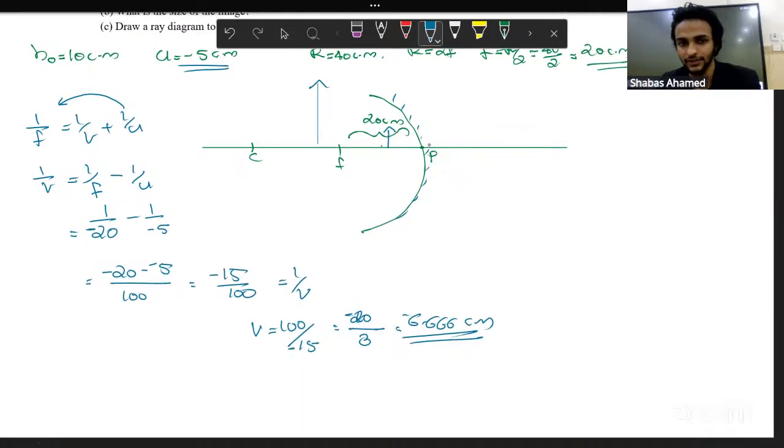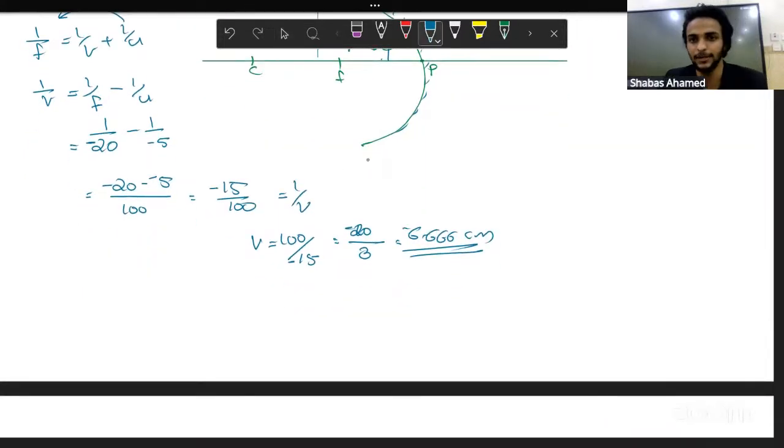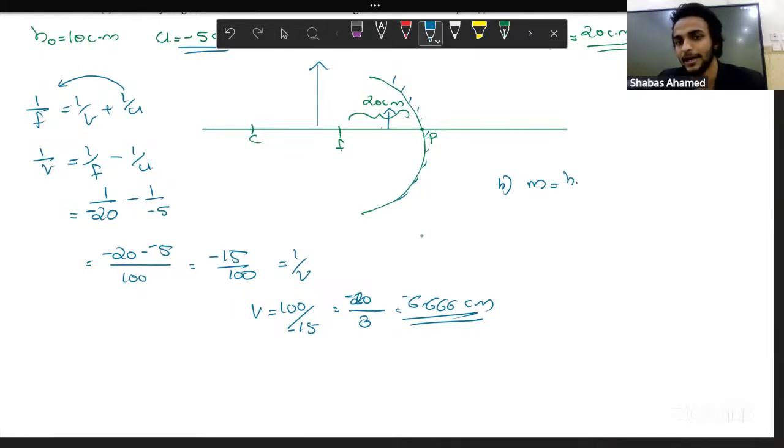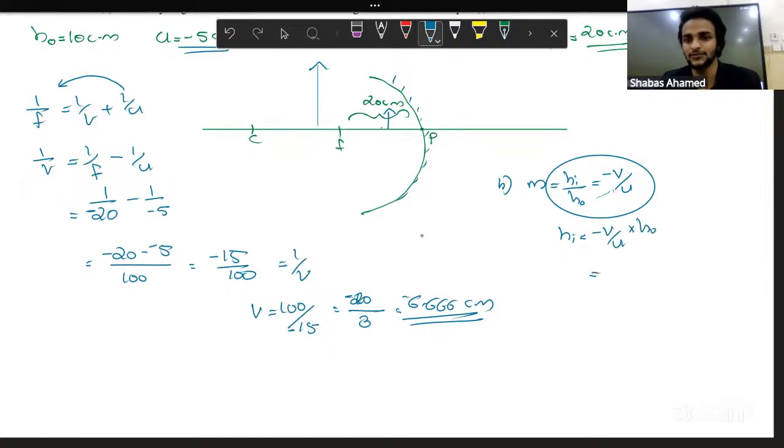Okay. And what is the size of the image? How can we find the size of the image? The B part, so the B part I'm doing here. We know magnification is given by hi by ho. That is, for the case of mirrors, it will be minus v by u. I'm taking only this part. So the height of the image will be equal to, taking ho to the right side, minus v by u into ho. So minus v, minus of minus 20 by 3, divided by u, which is negative 5. This negative and negative cancel, and into ho, which is 10 centimeter.